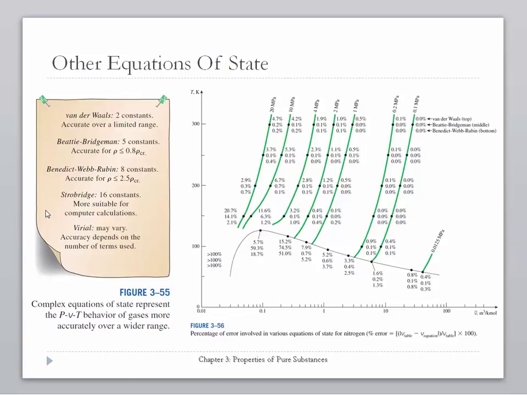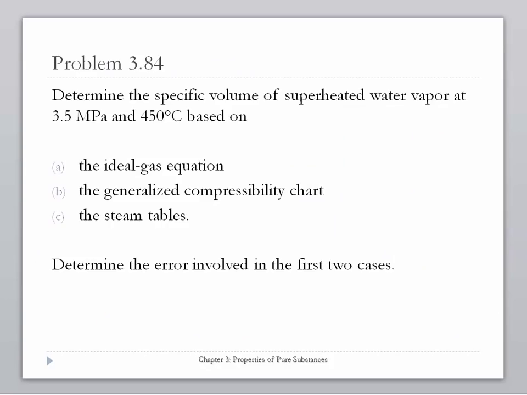We have the Strobridge, which has 16 constants, and is more suitable for computer applications like fluid dynamics or CFD applications. And the number of applications may vary depending on the accuracy that you are going to be using. Notice that in many cases you get plots like this in which you have how the percentage error changes for a particular equation, and in this case it is for nitrogen. So once again, the application will be 100% dependent on the properties that you have and the fluid that you will be using. Now let's go over problem 3.84.